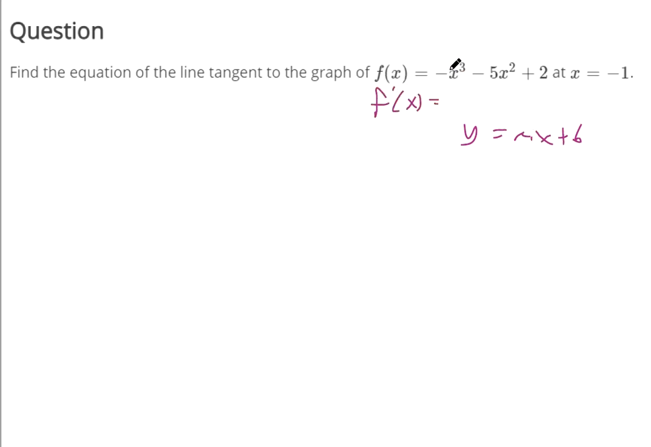So that 3 comes down, and then the power gets reduced by 1. The 2 comes down and multiplies, and the power gets reduced by 1. And the derivative of a constant is just 0, so that's gone. So this is a machine that will spit out slopes for you. We wanted the tangent line, so we want to plug -1 into the derivative.